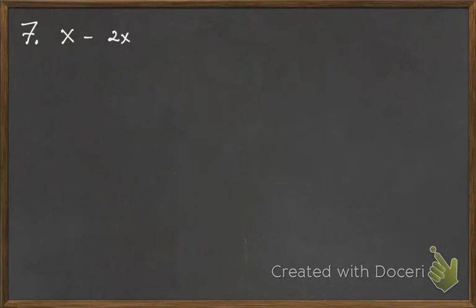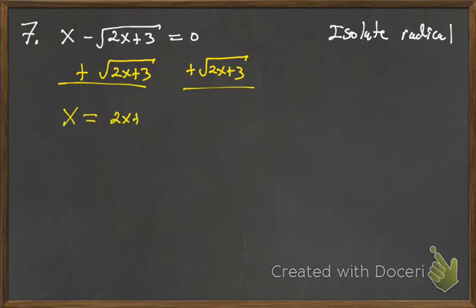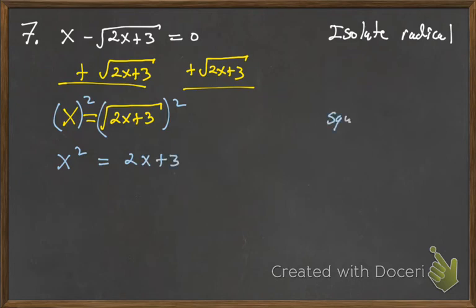So here we've got x minus the square root of 2x plus 3 is equal to 0. And so the first thing we're going to do is isolate that radical. And once we have that thing isolated, we'll square both sides to undo that square root. Okay, so x is equal to the square root of 2x plus 3. We're going to square both sides. And then we have x squared is equal to 2x plus 3. And so we just mentioned, what did we do? We squared both sides.